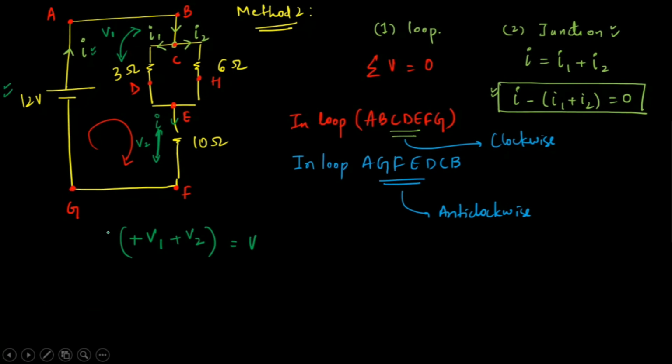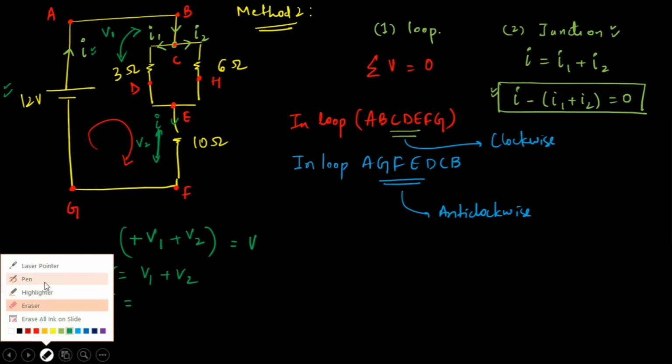Now try to understand how we can write these values. This is the most important section. So I can say V must be equal to V1 plus V2. Now what is the value of V1? Let's try to understand it. The value of V1 is going to be I times 3. This is what Ohm's law says, right? So we are going to apply the same again, as per the rule.